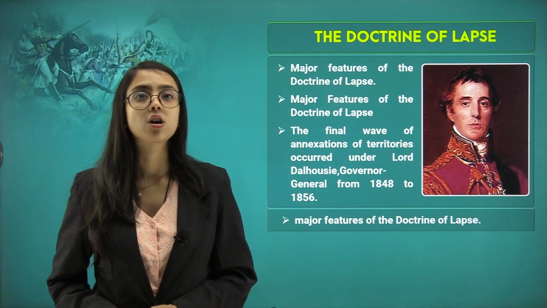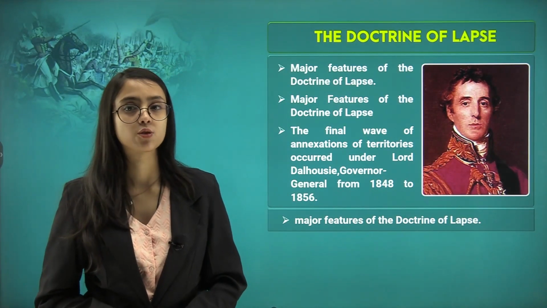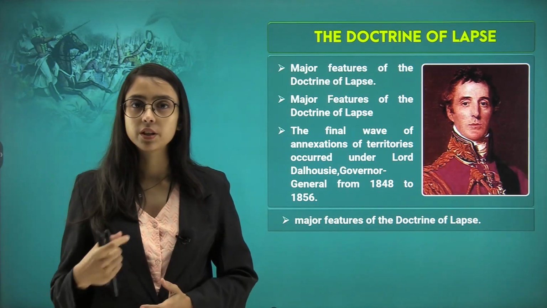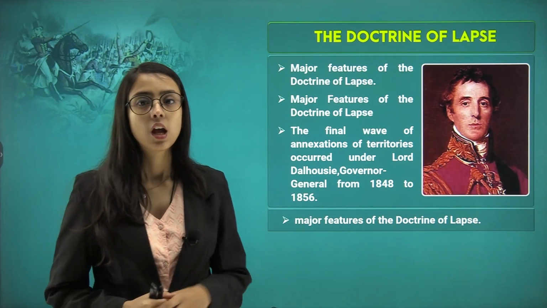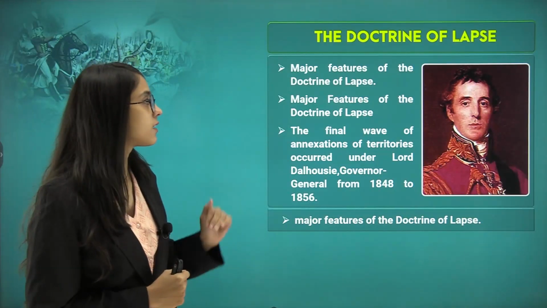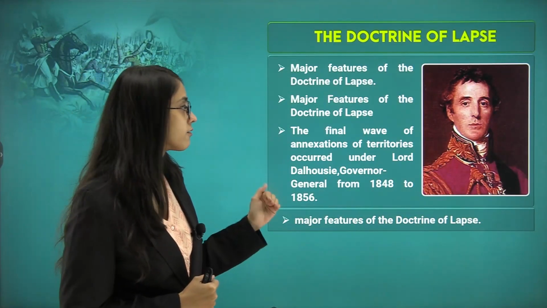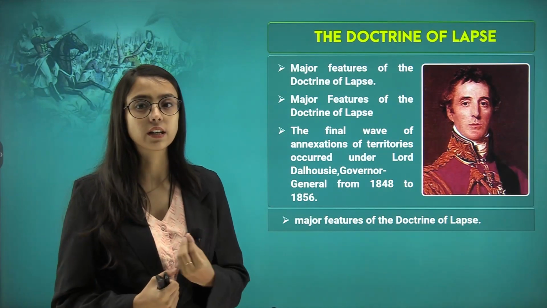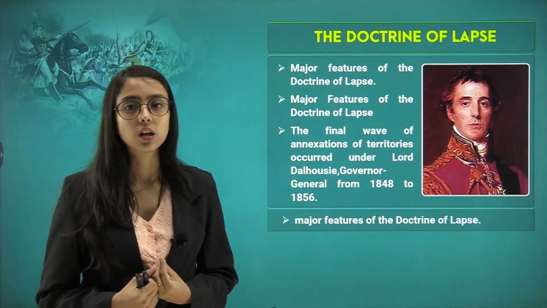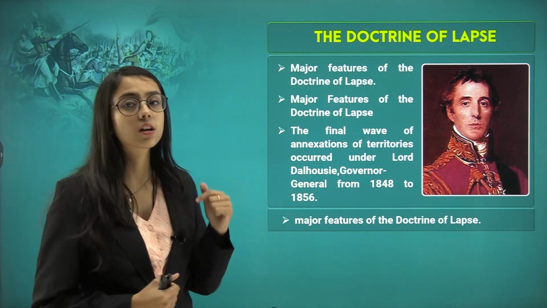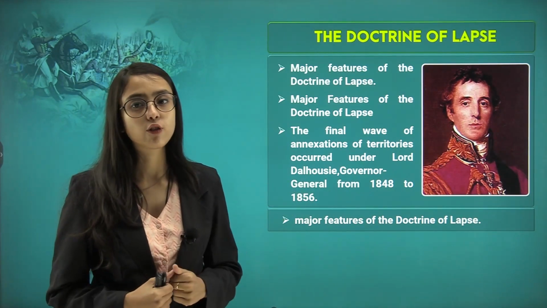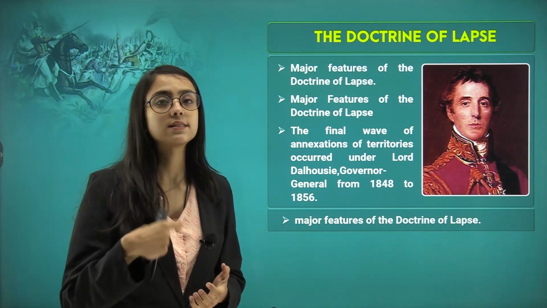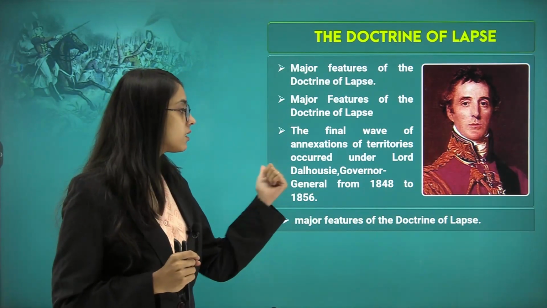Now, let's talk about the doctrine of lapse. This is a very important topic, and it will help you understand how the British expanded further. The final wave of annexations, the conquest or gaining of control over territories, started to occur under Lord Dalhousie, who was Governor General from 1848 to 1856. You know we have a town known as Dalhousie. That town is named after him.